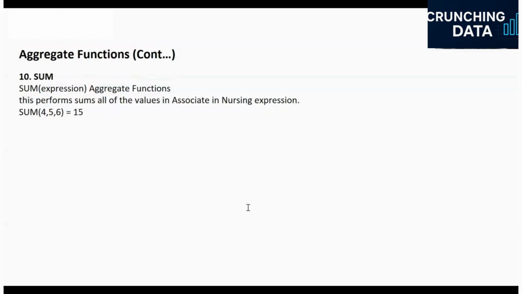The last one is the sum. The sum function adds up all the numerical values within a specified group or context. It's often used to calculate total quantities, such as the total revenue generated by a product or the total number of units sold in a specific category or subcategory. Now, let's go to the Tableau screen and see how these functions work.